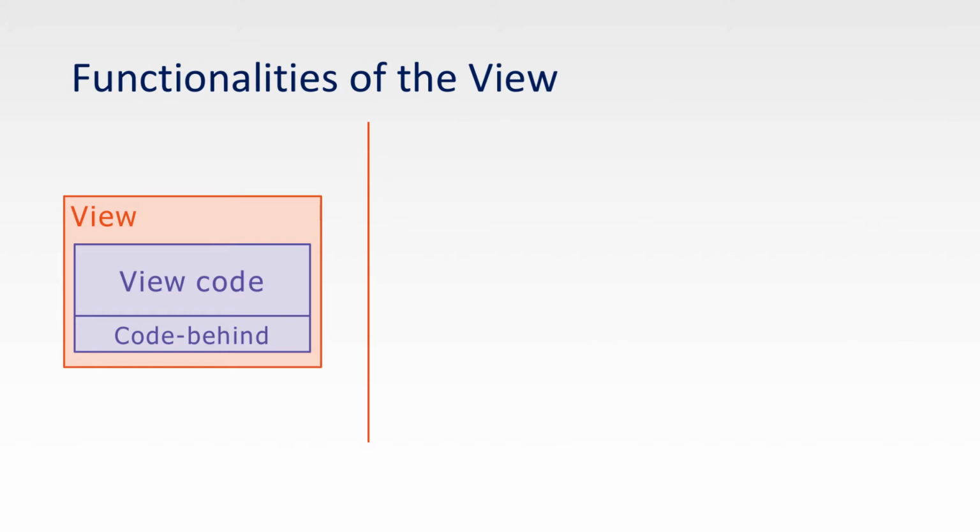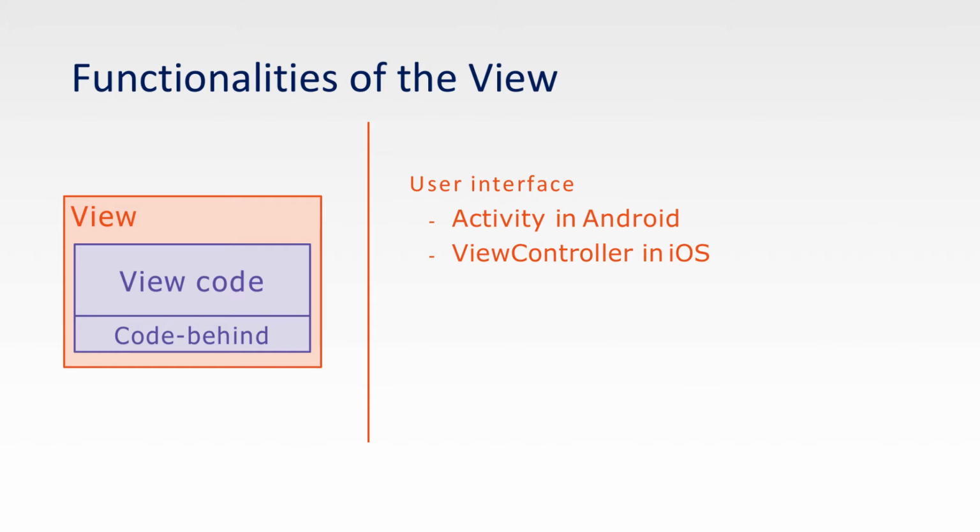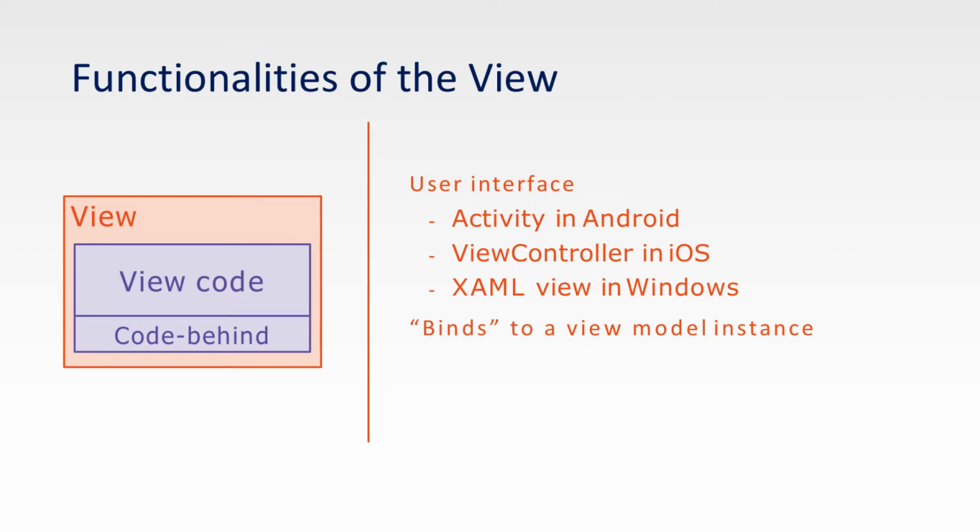So if you want to talk about the functionalities of the view here. The view mainly consists of the user interface, which consists of containers and controls. If we were talking about classic Xamarin, it's going to be the activity in Android, or the view controller in iOS, or the XAML view in Windows Phone. At the same time, if we were talking about Xamarin.Forms, we're talking about XAML itself. So this user interface binds to a view model instance. We can have multiple instances, and each instance is going to handle a view itself.